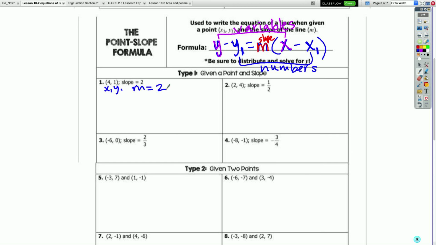So all you do is plug it into our point slope form. Remember, my first y just stays a variable. So I'm doing y minus y1. What's my y1 value? 1. What's my slope? 2. And then in your parentheses, you do x minus, what's your x1 value? 4. So you'll notice we're doing opposite signs of whatever's in the parentheses there.